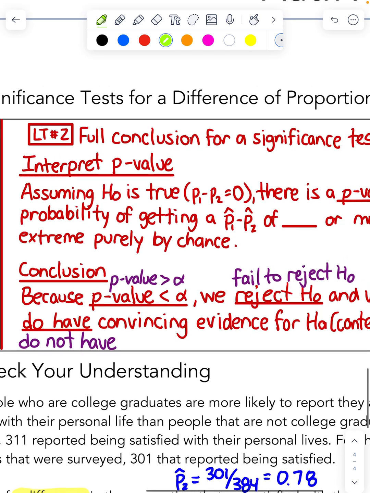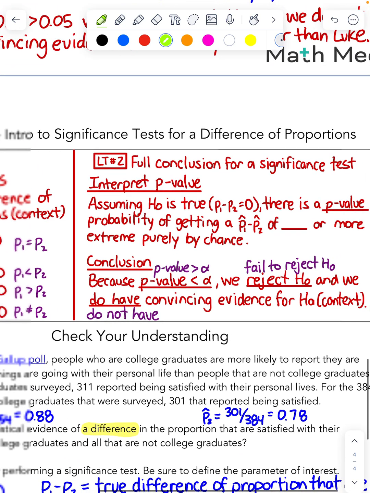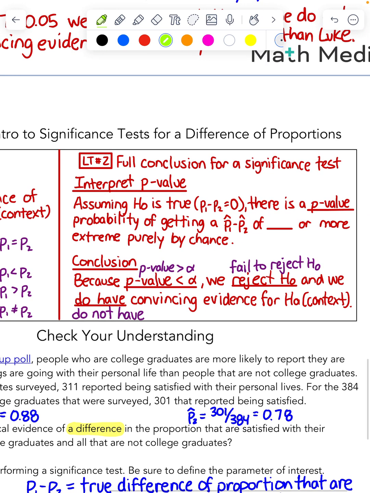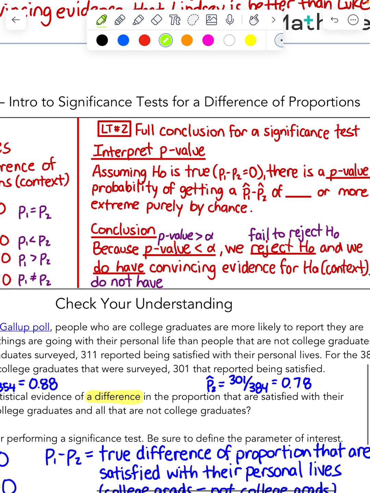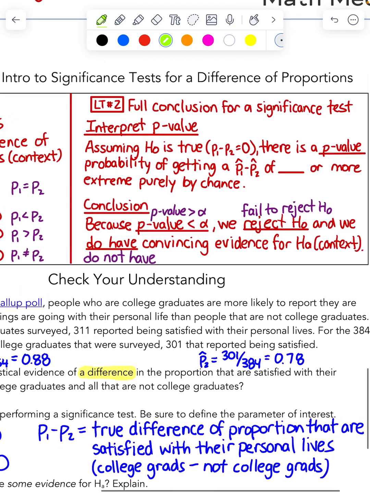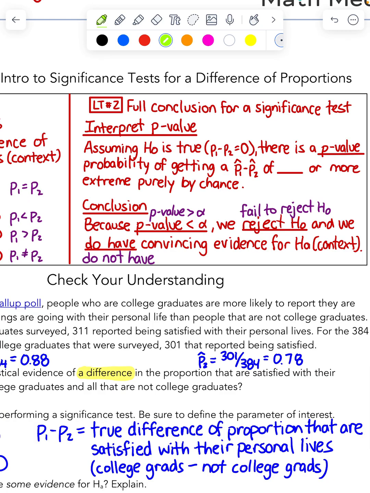Full conclusion for a significance test. It's going to be exactly what we did for one population. This is a 2-sample one. But it says, assuming H0 is true, there is a blank probability of getting a sample difference of that or more extreme purely by chance. And then we talk about if our p-value is low, lower than alpha, then we reject. But if it's greater, we fail to reject. We don't have convincing evidence then. So we kind of did that in purple and red, depending on what happens when you guys conduct the test.